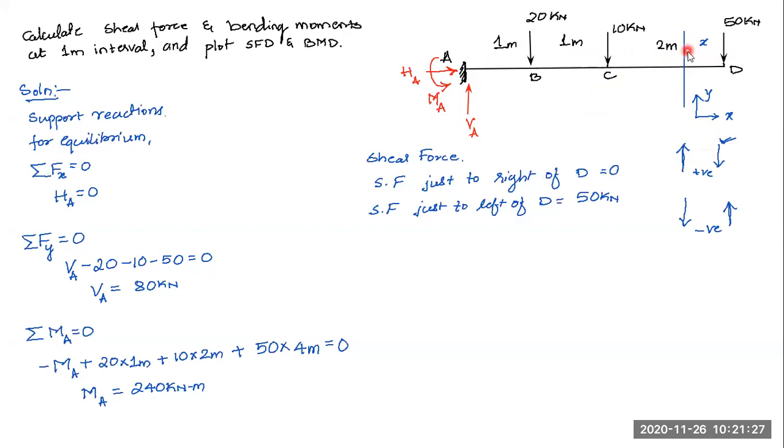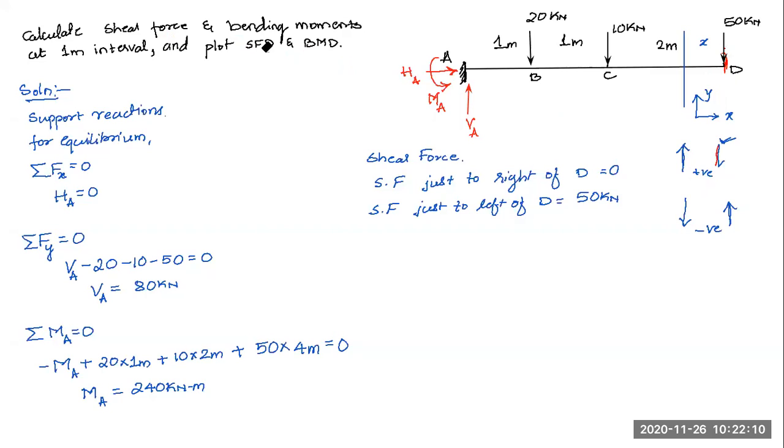My section is here to the right side of D. So I'm taking the sum of all the forces to the right of my section. Whatever forces are there on the right side of my section, I'm adding them. Here I have only one force, this 50 kilonewton force. What is the direction of this force? It is acting in downward direction. So if I compare this with my sign convention, right side downward force, it is positive. I should take a positive sign for that. So I'm keeping it as plus 50. That is the sign convention we'll adopt over there.